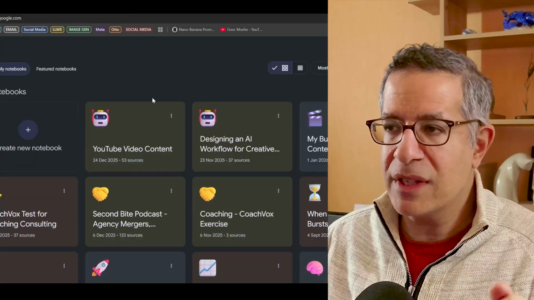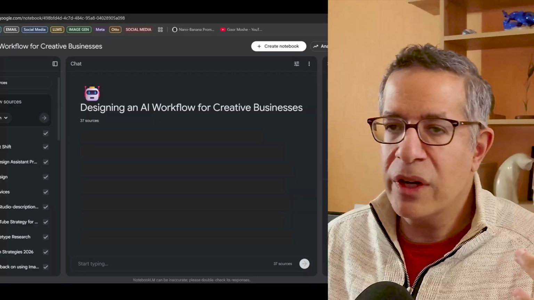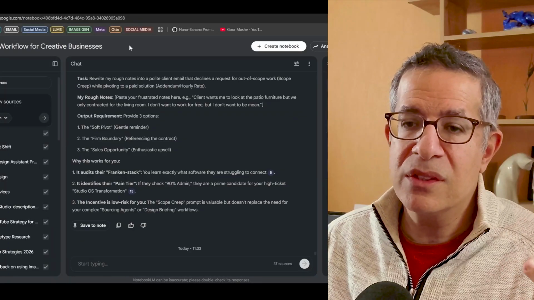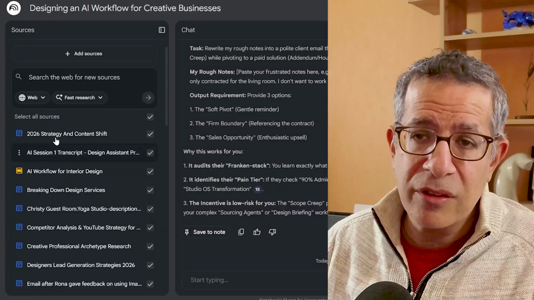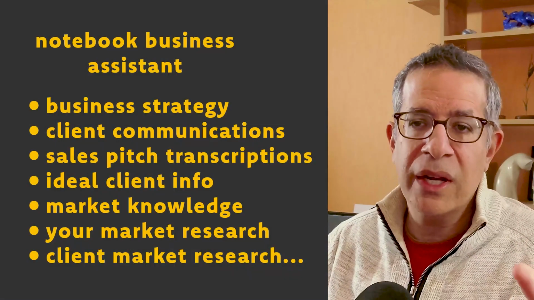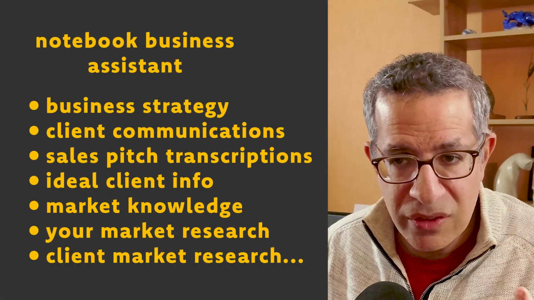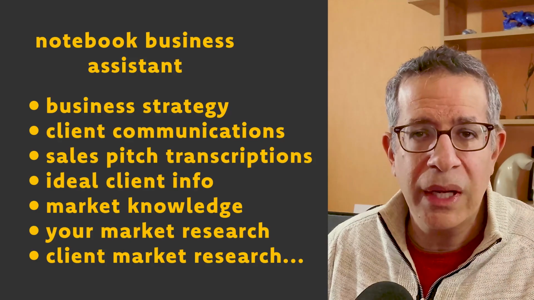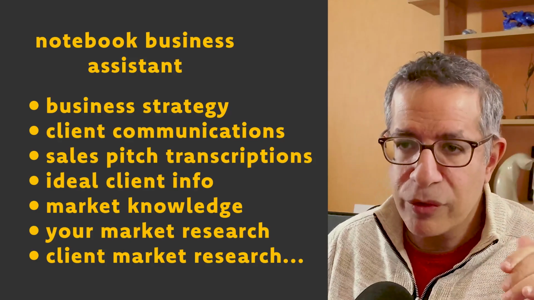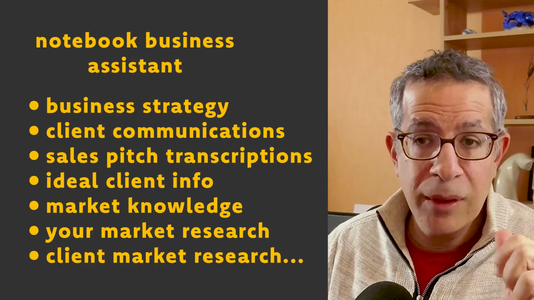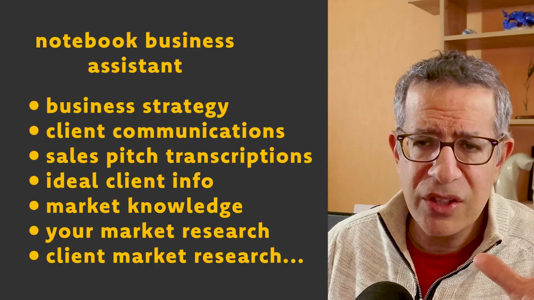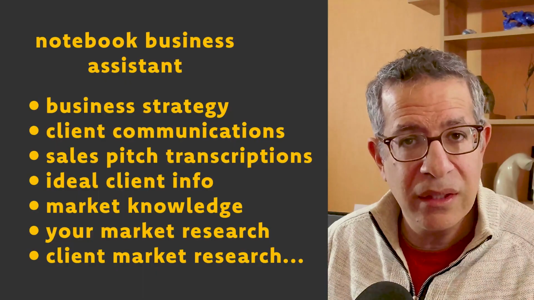I'll give you another example. I've got designing an AI creative workflow for creative businesses. I've put in here exactly what I kind of talked to you. So what I've done here is I've given it my 2026 strategy. I've given it conversations I've had, transcripts I've had with my clients. I've gotten rid of important information there about them, personal information, email exchanges, discovery sessions. I've given it my ideal client list.